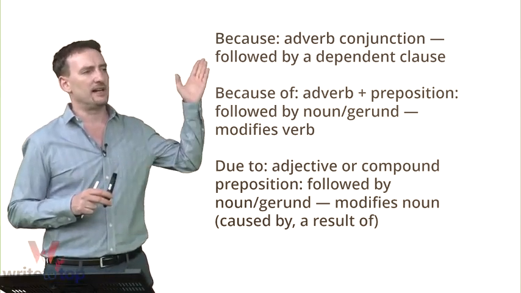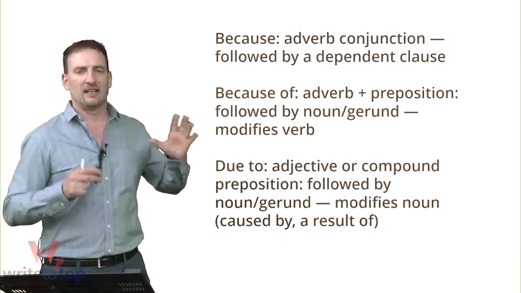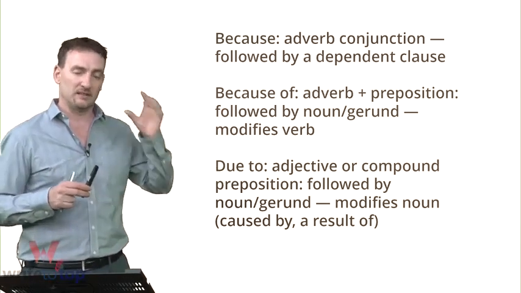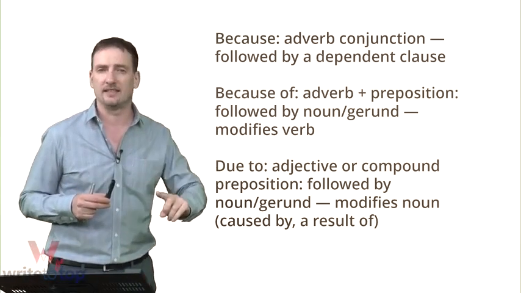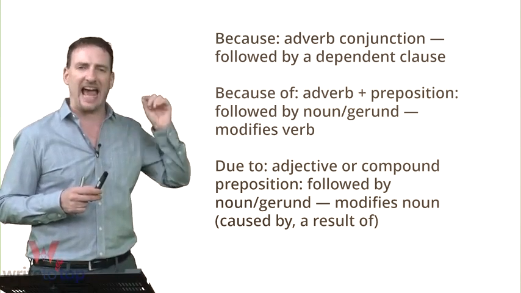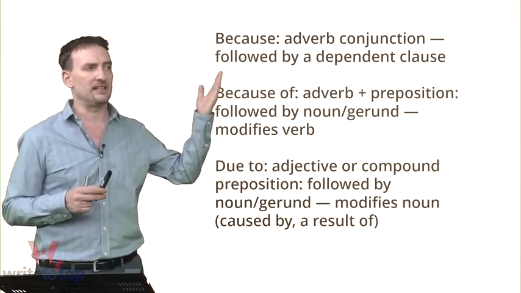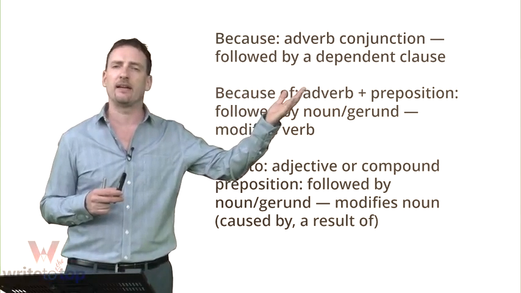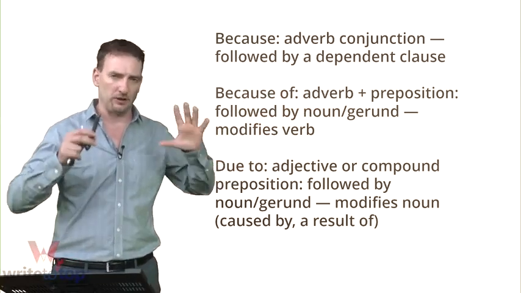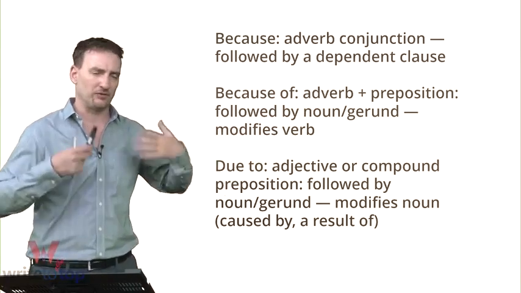So let's look at because of, and due to. These are not all synonyms. Because and due to, specifically, are not synonyms. And this is where a lot of people make mistakes. Because is an adverb conjunction. It means that it's going to be followed by a dependent clause. Okay? Due to is an adjective for the purists, or a compound preposition for most people.